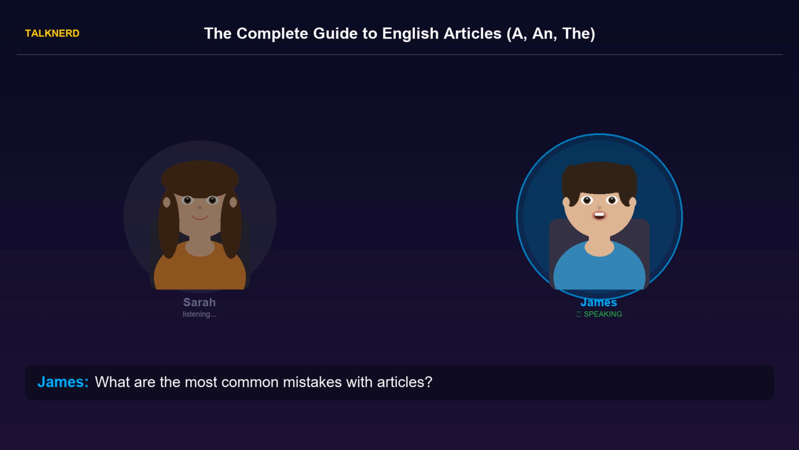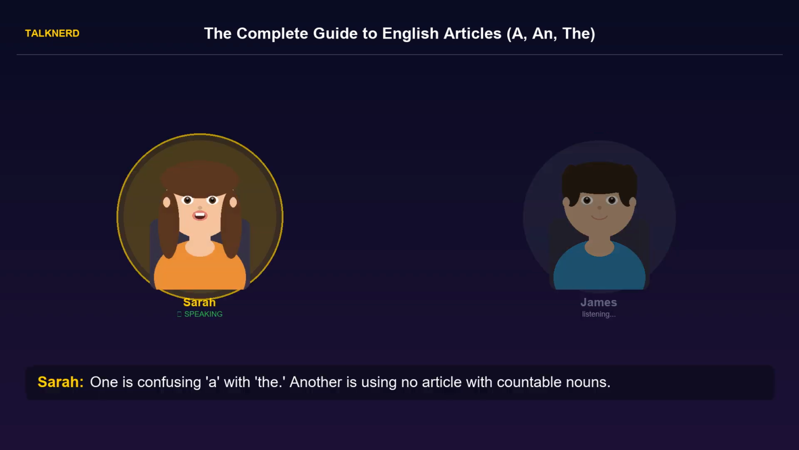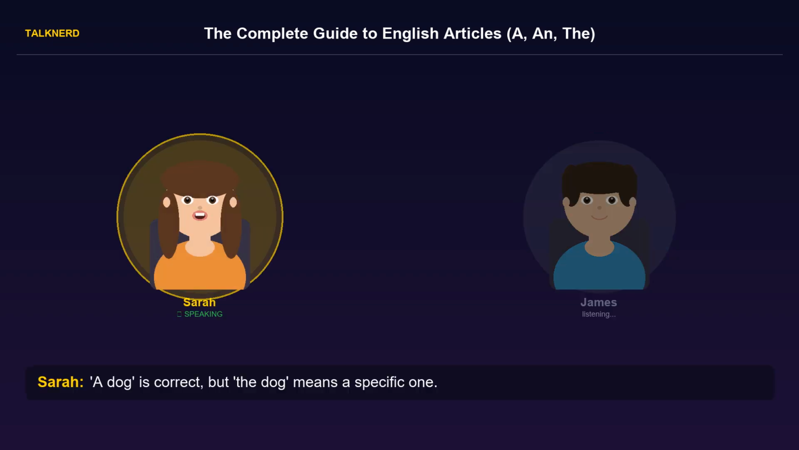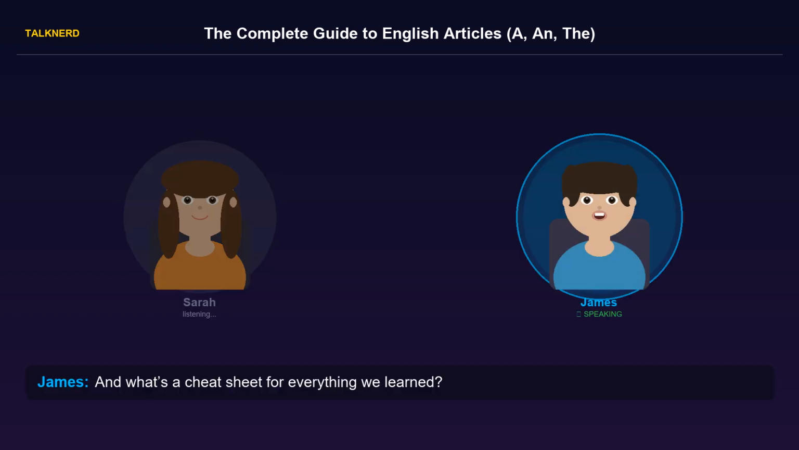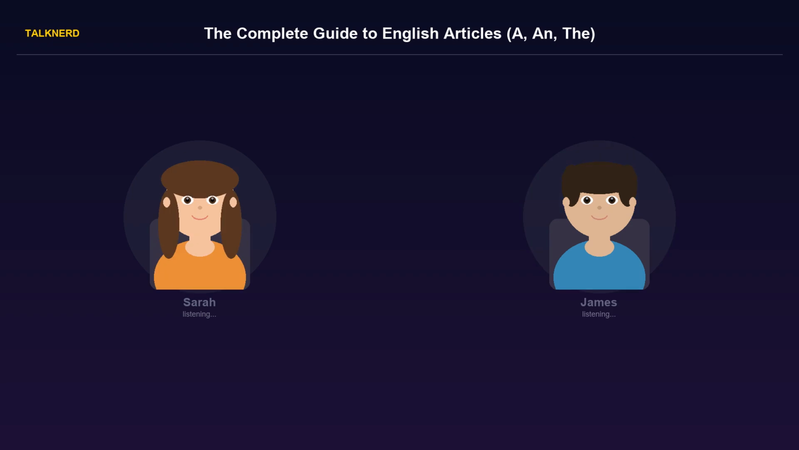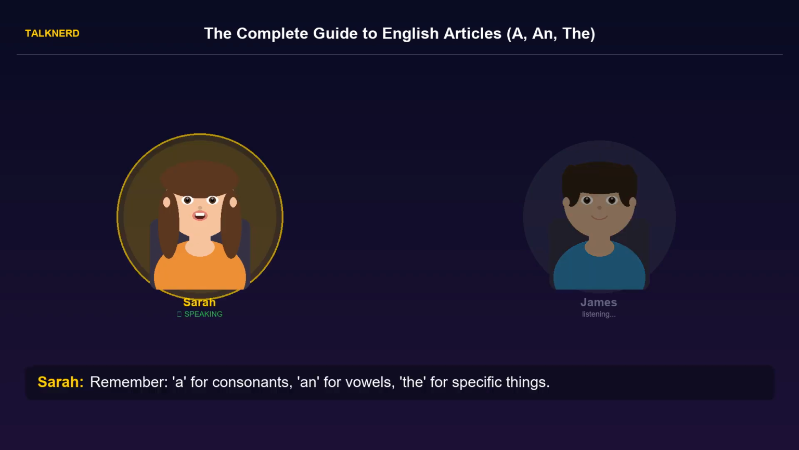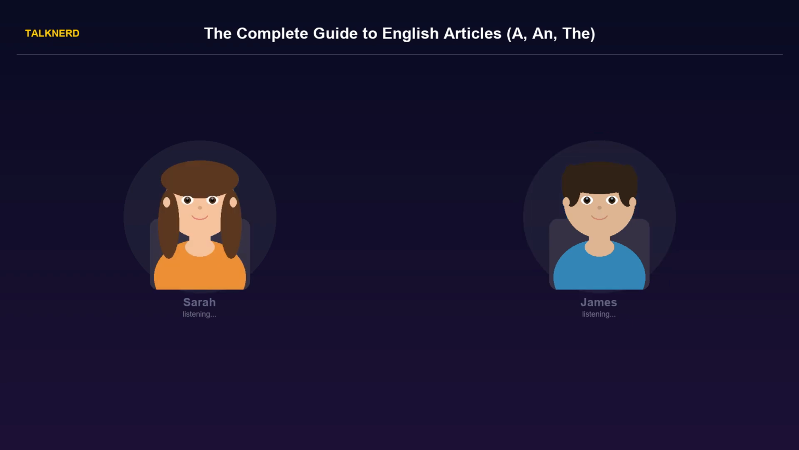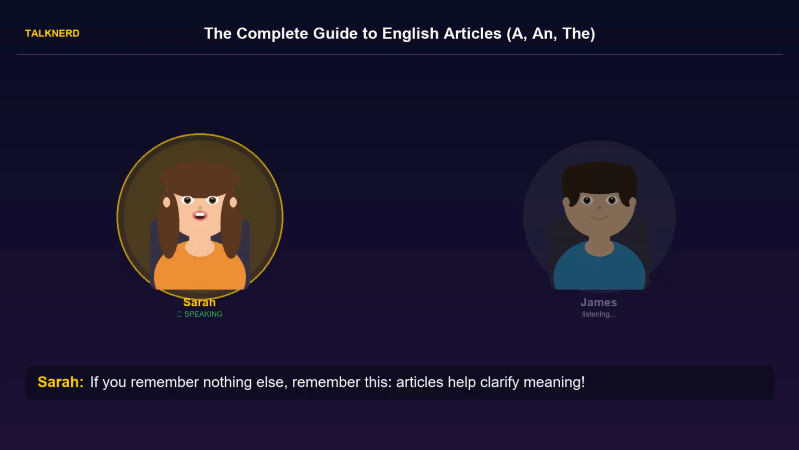What are the most common mistakes with articles? One is confusing a with the. Another is using no article with countable nouns. Can you give examples? A dog is correct, but the dog means a specific one. And what's a cheat sheet for everything we learned? Remember, a for consonants, an for vowels, the for specific things. If we remember nothing else, what's the golden rule? If you remember nothing else, remember this: articles help clarify meaning.